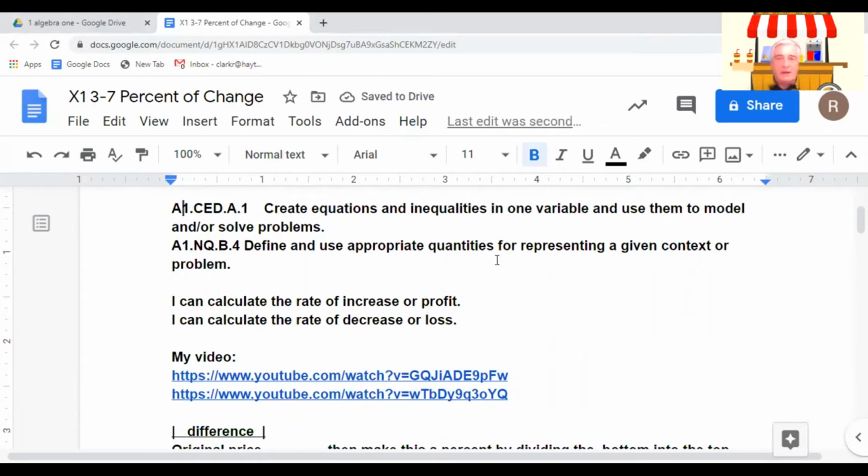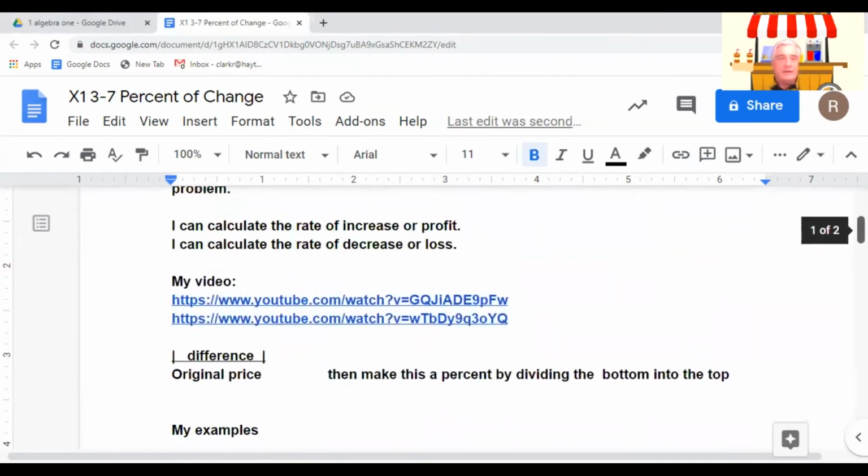A1.CED.A.1: create equations and inequalities in one variable and use them to model or solve problems. Define and use the appropriate quantities for representing a given context or problem. I can calculate the rate of increase or profit. I can calculate the rate of decrease or loss.